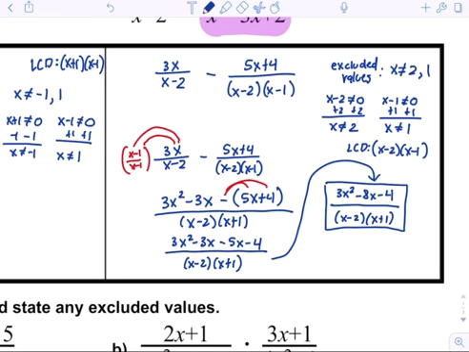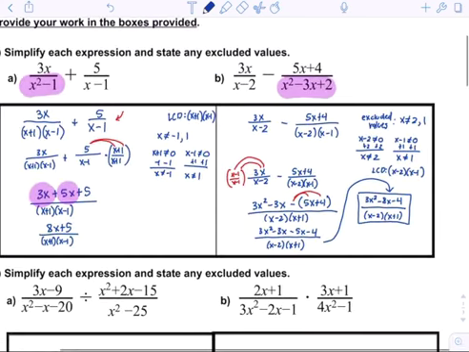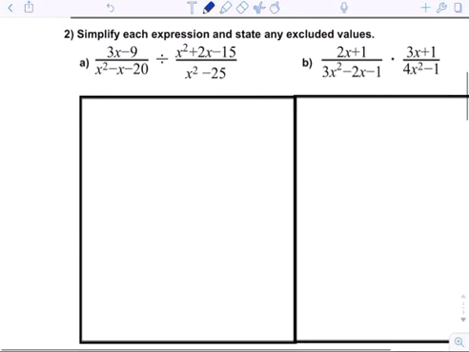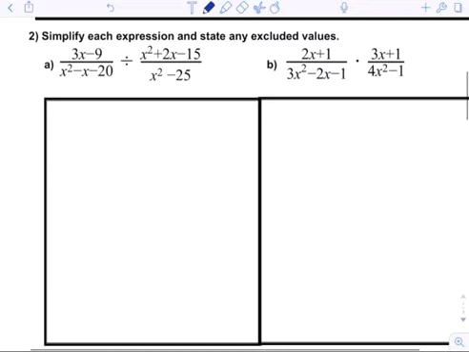Okay, so there's that one, you guys. All right, when we simplify these rational expressions, notice that it's division and multiplication of rational expressions. So first order of business is, let's just flip this right now. Let's just flip this to get it over with. So 3x minus 9 over x squared minus x minus 20 times, and let's just flip it, or take the reciprocal.